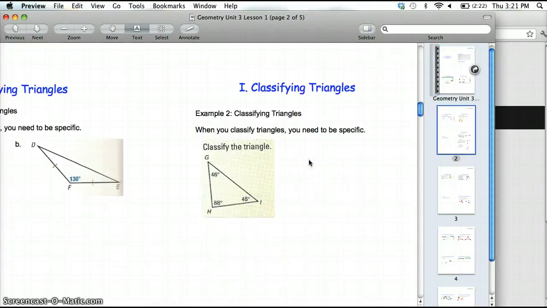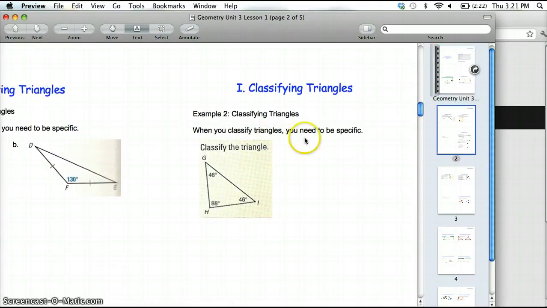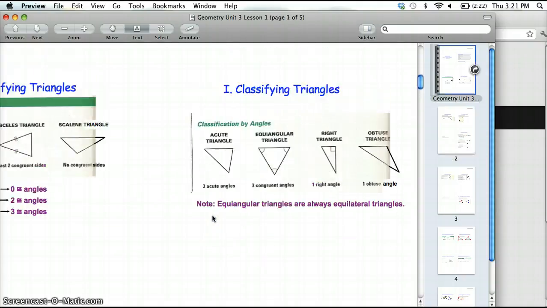All right, and over here it says when you classify triangles, you need to be specific. So it says classify the triangle HGI. Again, we don't know anything about the sides here, so we can only classify it by the angles. All 3 angles are less than 90 degrees, which means that this triangle is an acute triangle.